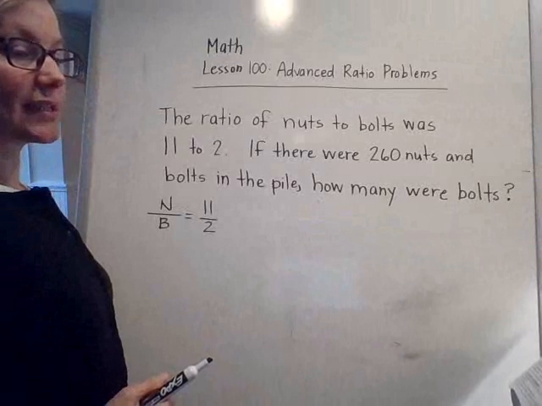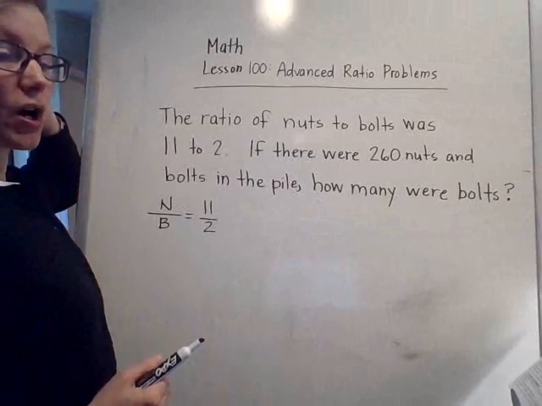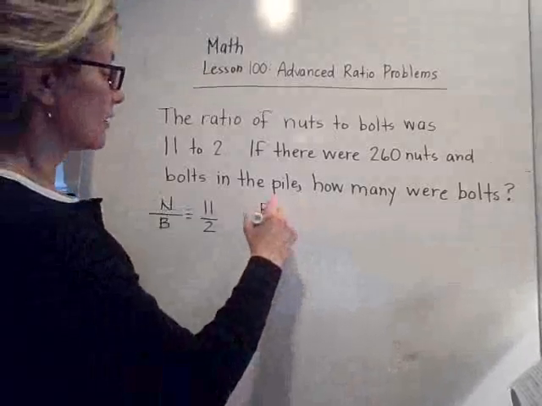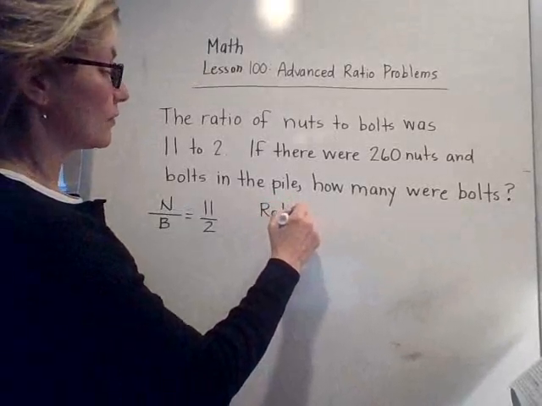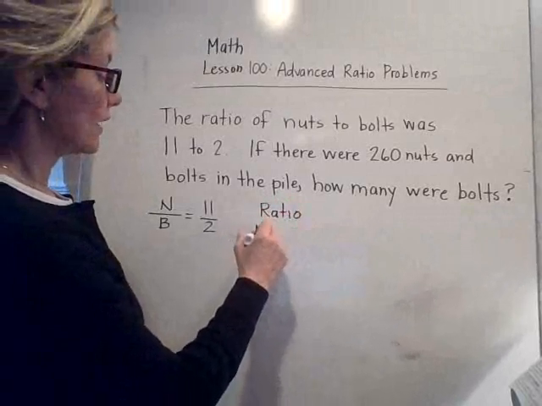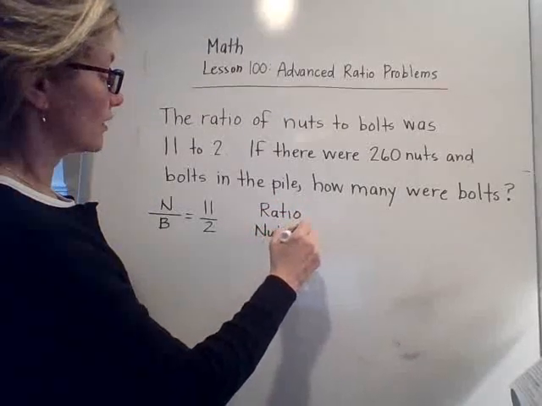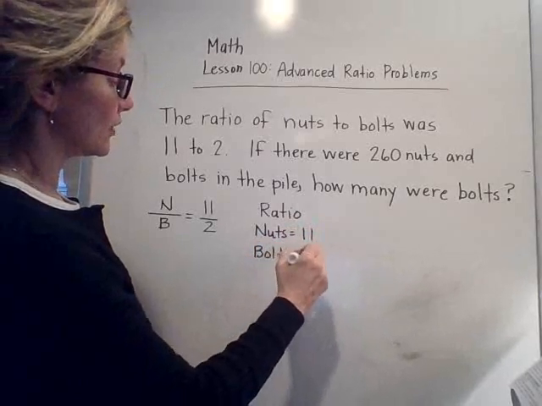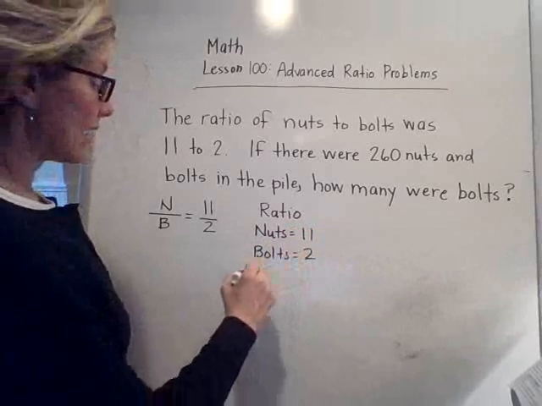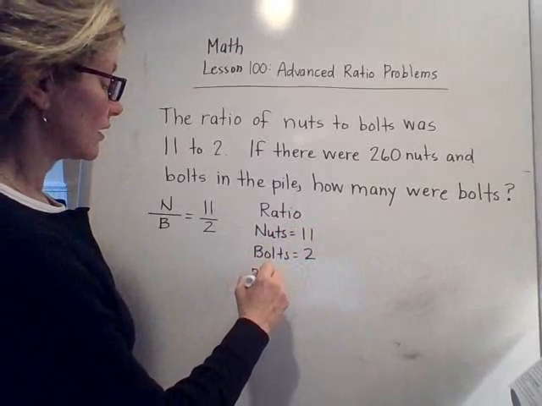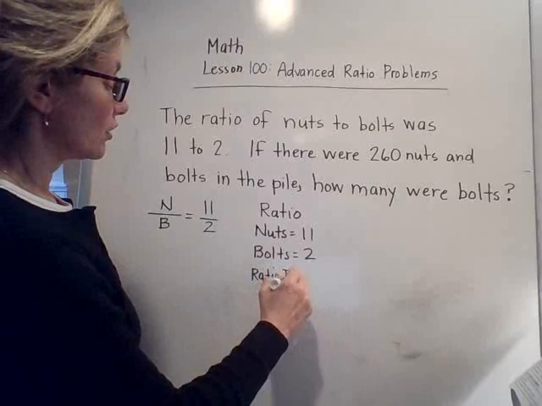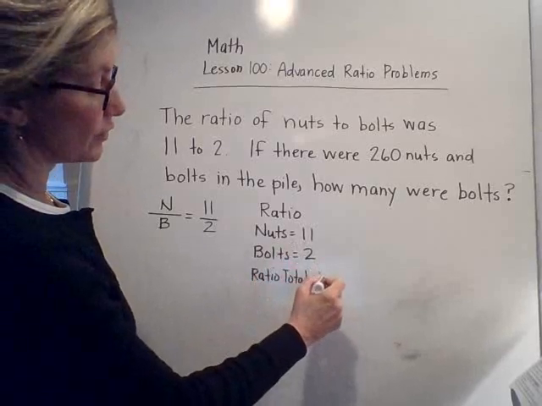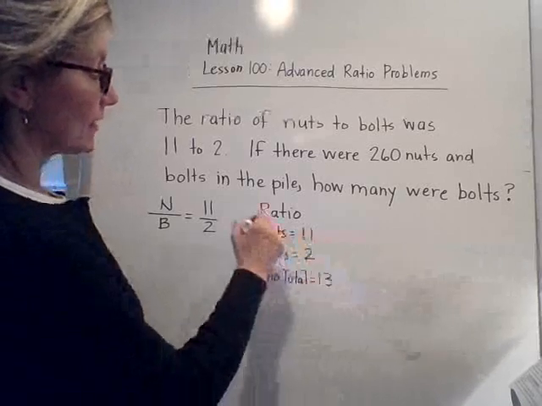And really, the trick is to begin by listing the ratio parts, including the ratio totals. Okay, so let's make a little box over here. We have our ratio. We have the nuts, which equals 11. The bolts, which equals 2. And then we have the ratio total. The ratio total. And 11 plus 2 is 13. All right, now these are the ratios.